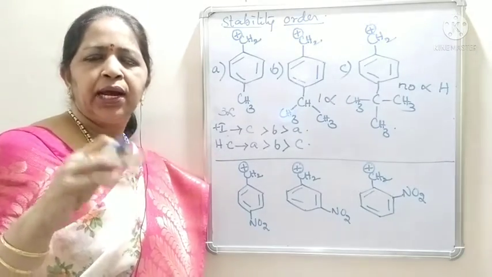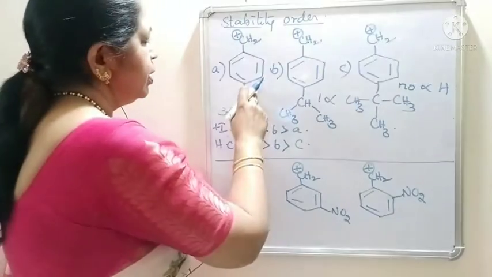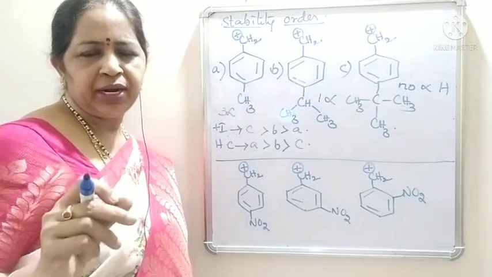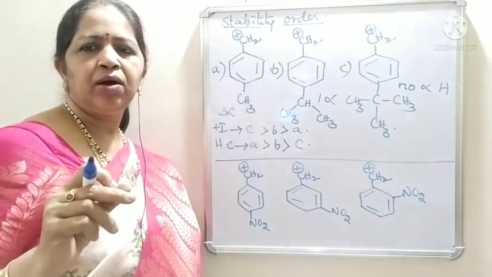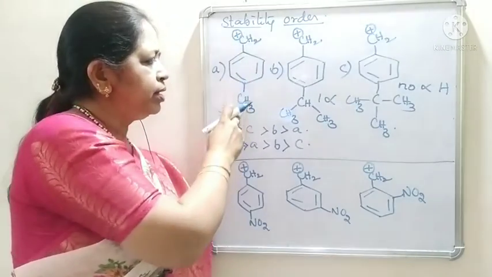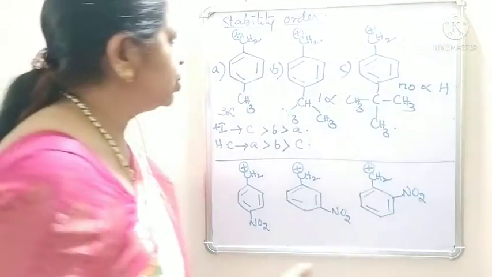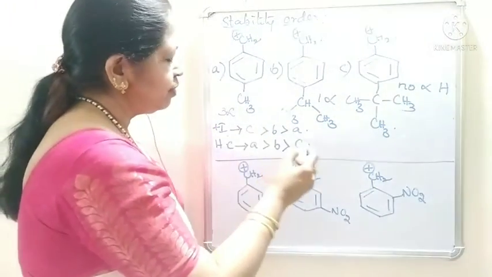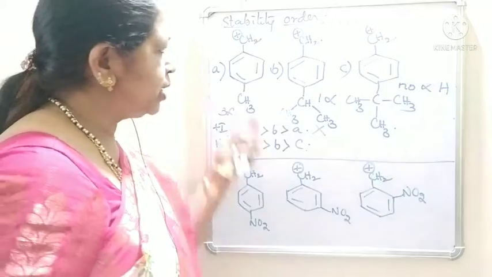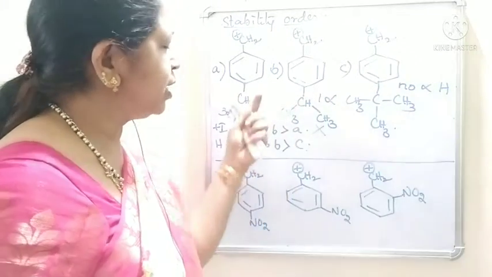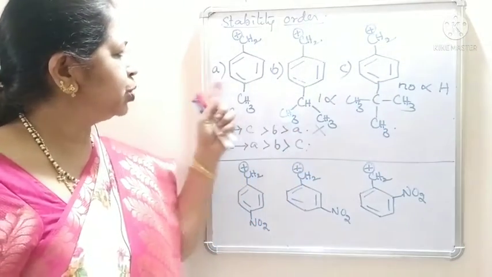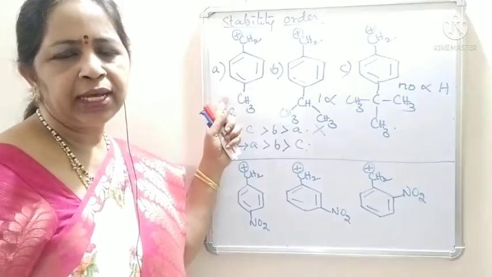That is one point. Another one is that the inductive effect is distance dependent. The inductive effect depends on the distance between the carbonium ion and the alkyl groups. Here the inductive effect is less effective than hyperconjugation. By seeing these three structures, we will generally think that C is more stable than B, which is more stable than A. But that is not the correct answer.